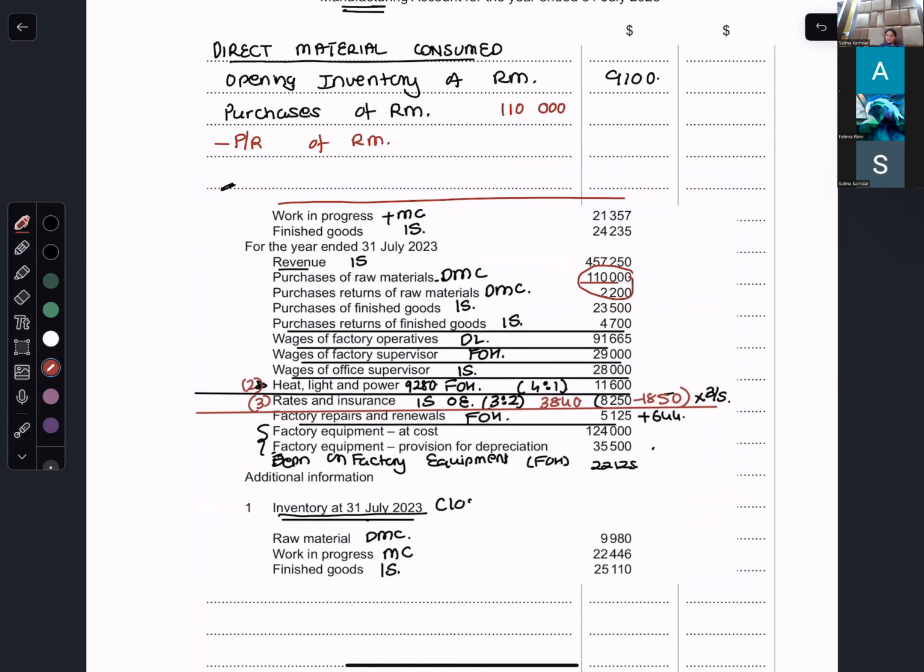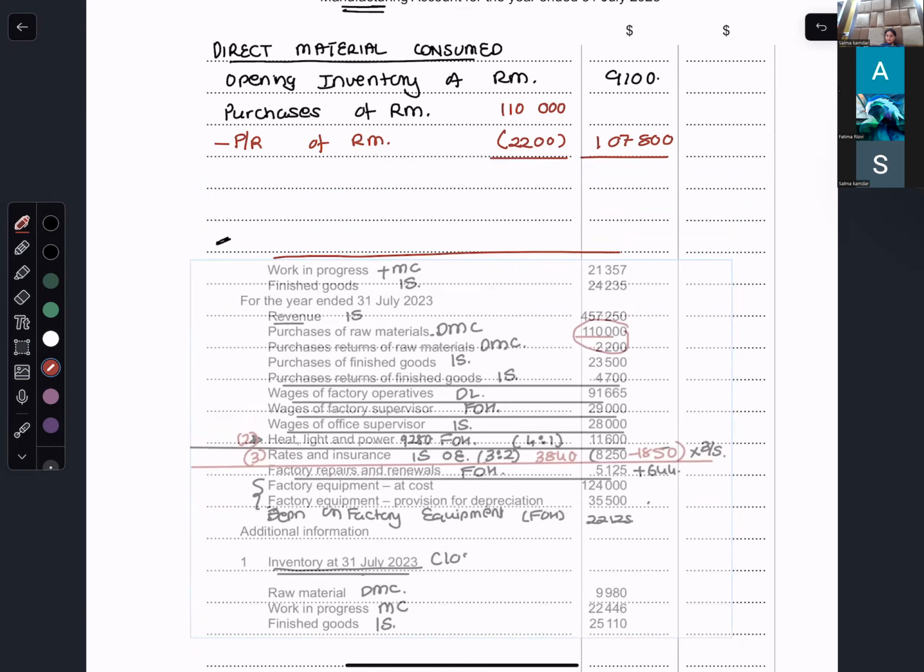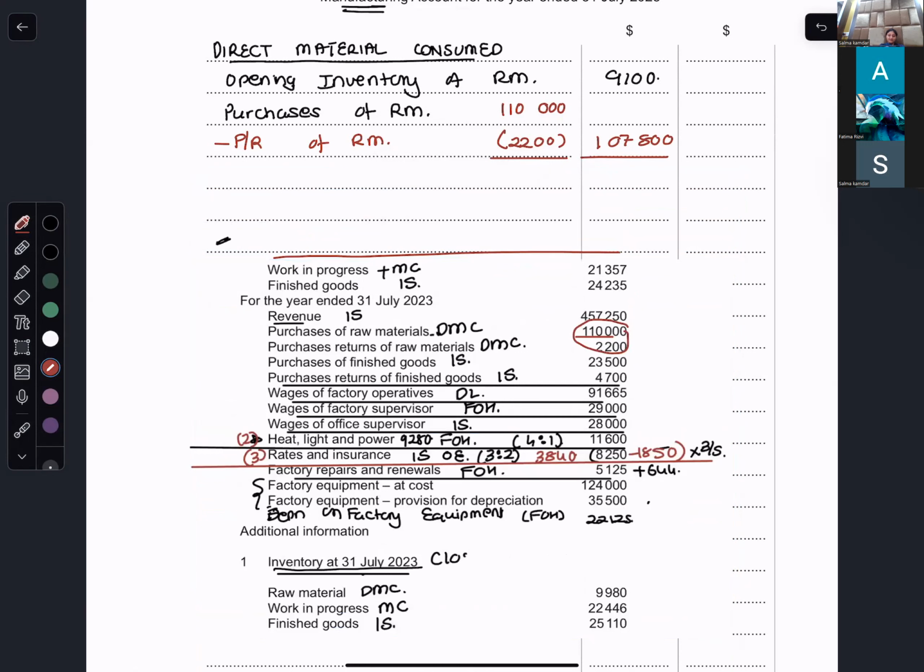How much is the purchase return of raw material? 2,200. So what is the answer that you're getting? $107,800. Miss, do we write the opening inventory in the second column? Because I want only this outside. Miss, there's just two columns given.